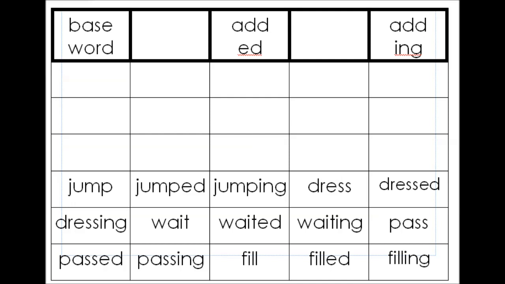Alright, this week we're going to work on when to use the endings ed and ing. Our endings are called suffixes. By adding letters to the end of a word to change the meaning of the word or the tense of the word, that's called your suffix. We have our base words, our ending ed, which tells us that our word, our action, our verb has already happened.